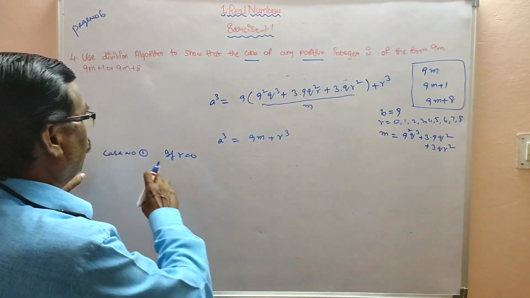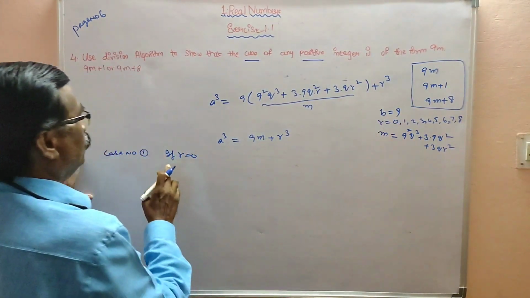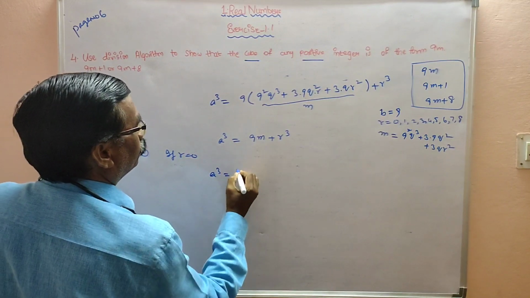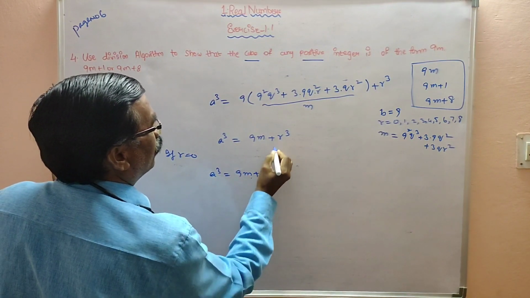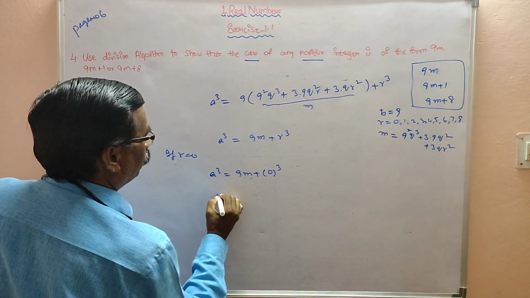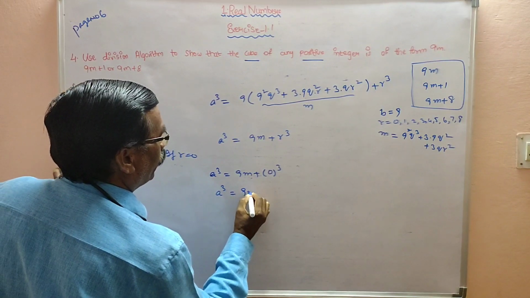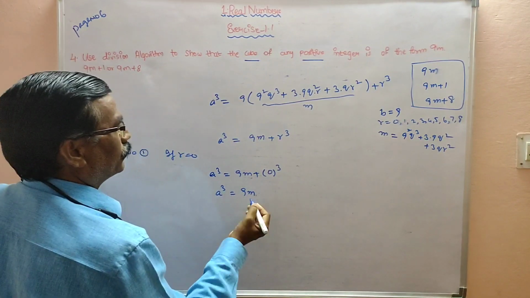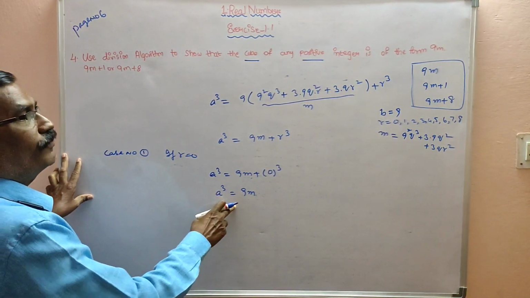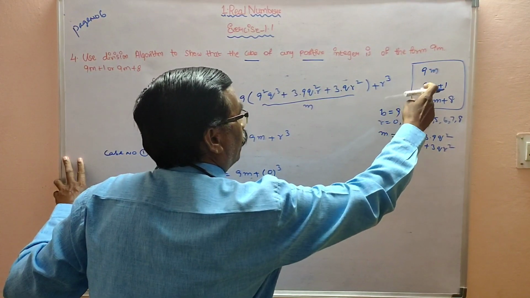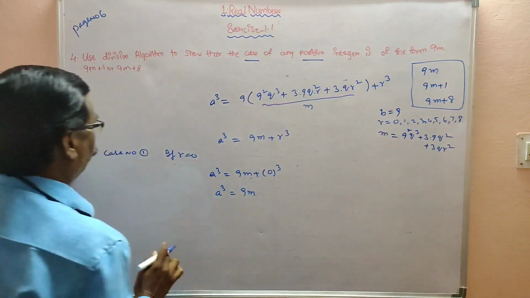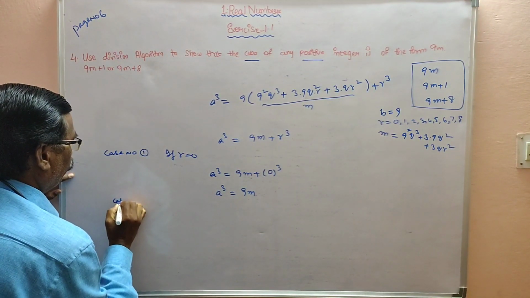If I am taking first case number 1, if r equal to 0, substituting the r value here, a cube equals 9m plus r cube. R cube means, r value is 0, so 0 cube is 0 only. So a cube equals 9m. So cube of any positive integer is in the form of 9m or 9m plus 1 or 9m plus 8. It is proved.